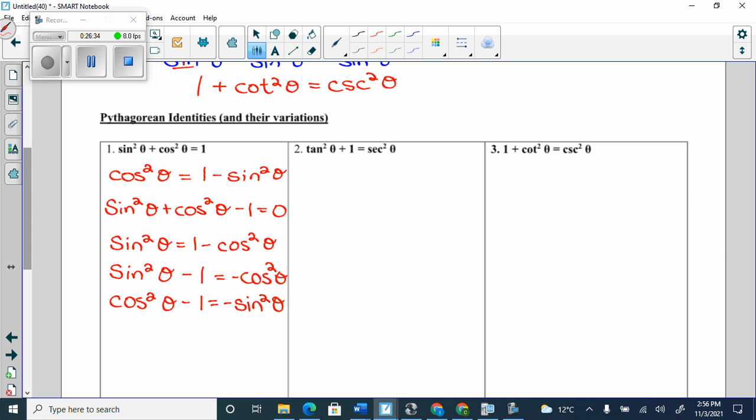Most often they're just replacing the sine squared or the cos squared. So most often it's going to be like cos squared gets replaced with 1 minus sine squared. Sine squared gets replaced with 1 minus cos squared. Most often that's what we do. But there are different variations.